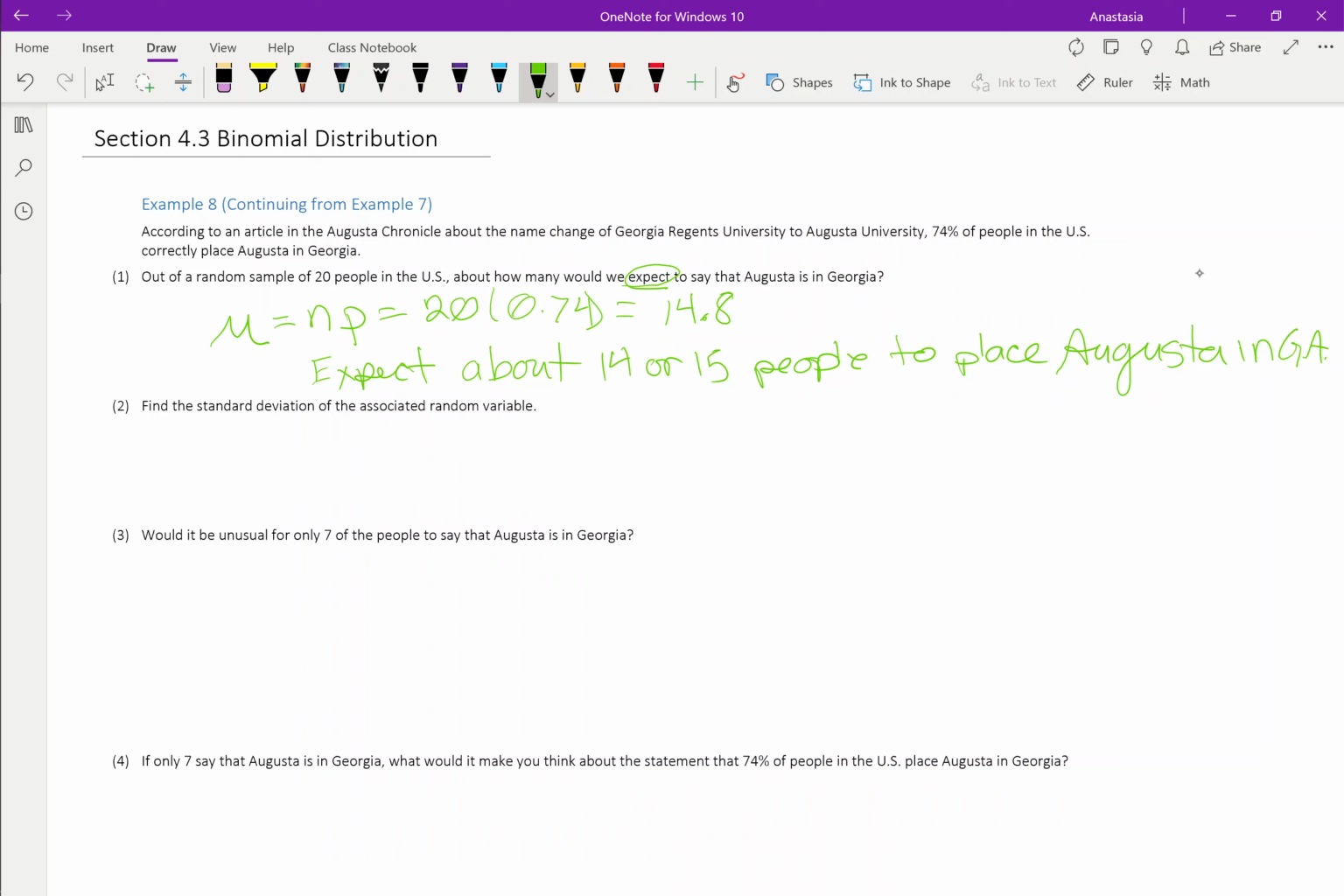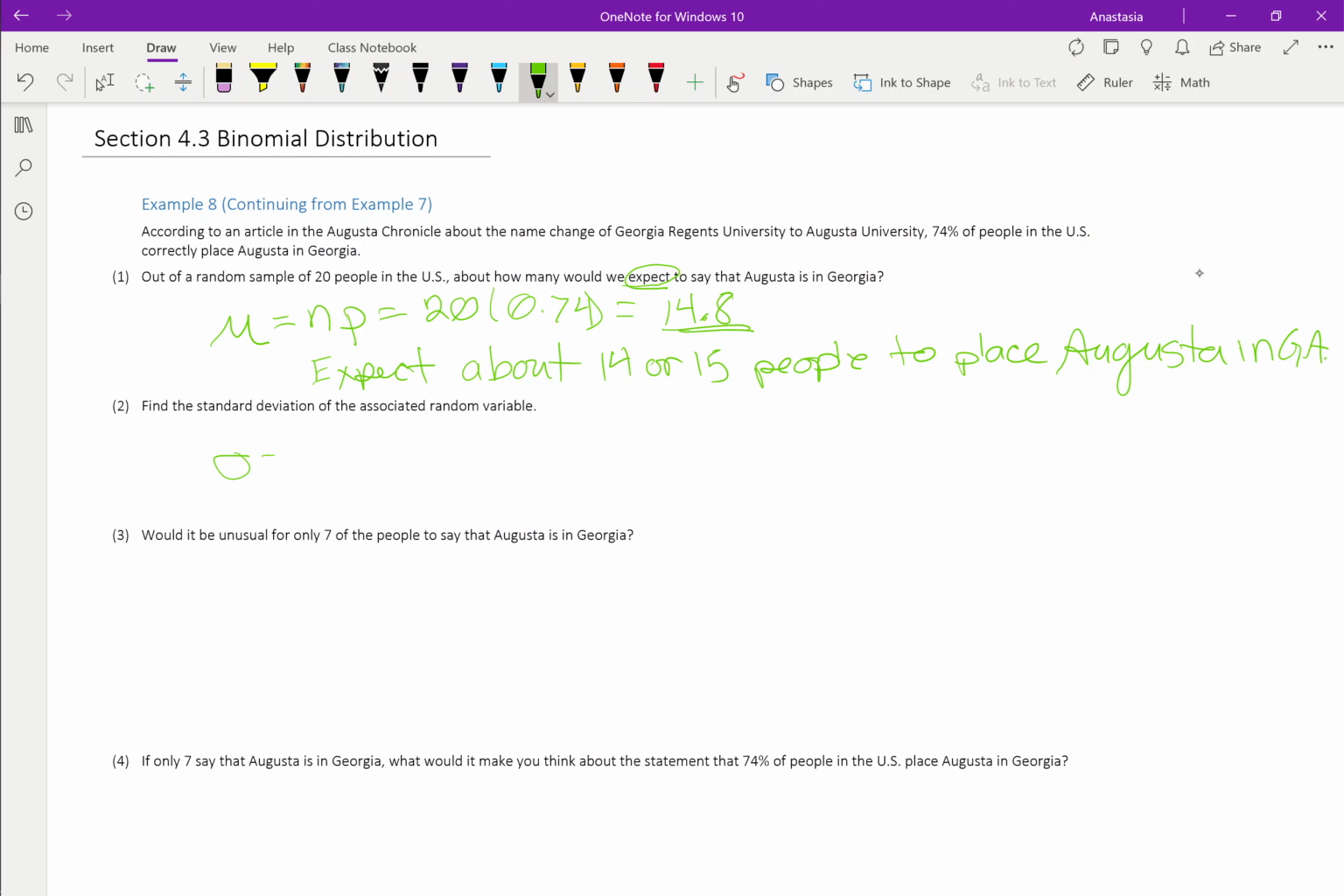Now, if you were doing this on a WebAssign, you would need to put in the exact value, the 14.8. If you were doing this on a test, I would see your calculations there. And so then if you made a statement about expecting 14 or 15 people, that would be good. Now second, we're going to find the standard deviation of the associated random variable.